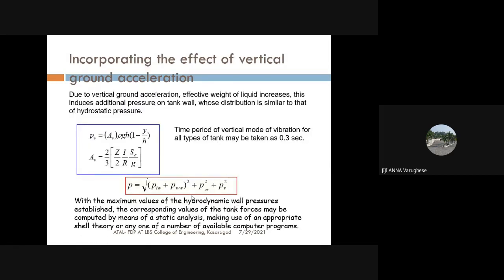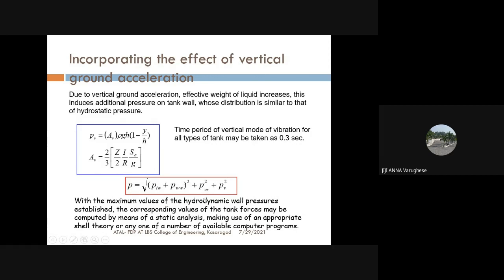And I have already mentioned that we have to incorporate the effect of vertical ground acceleration also while calculating the hydrodynamic pressure. And we know the expression for the impulsive pressure acting on the wall. And we also know what is the convective pressure acting on the wall. And we had seen the expression for the pressure due to wall inertia. And this wall inertia as well as the impulsive mass act together. So in this equation, they are added together algebraically. That is one part of the hydrodynamic pressure acting on the wall.